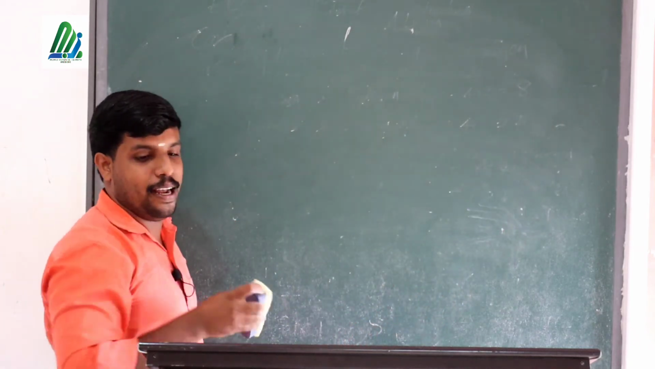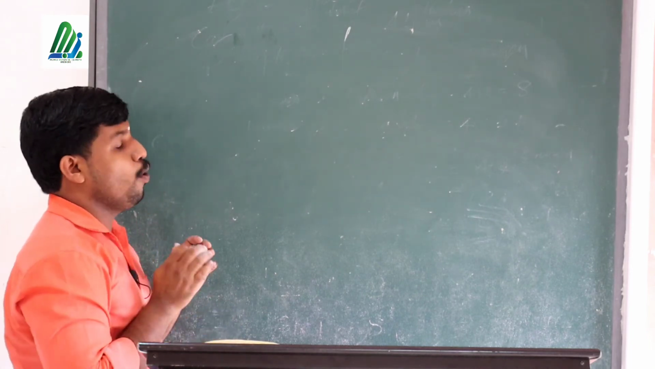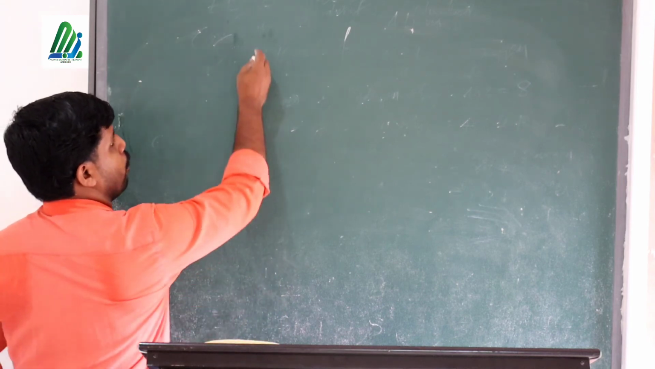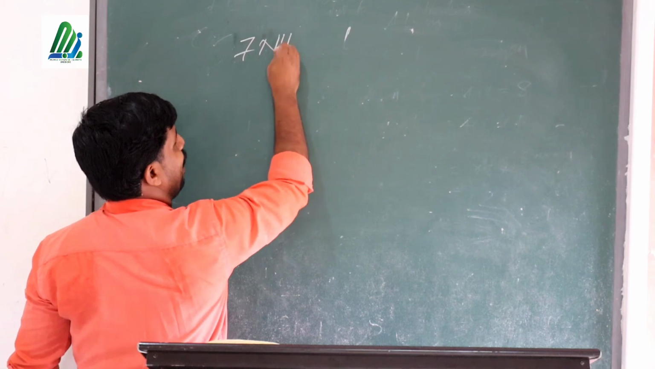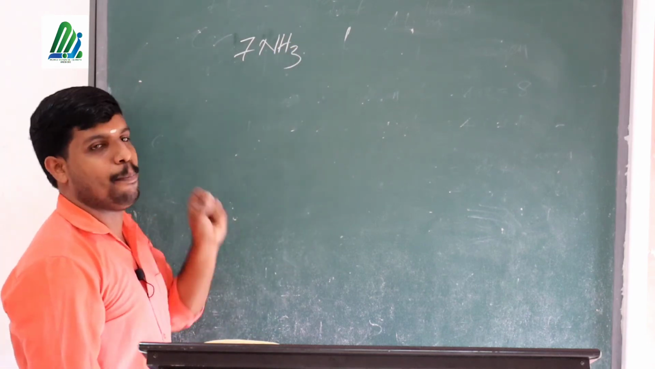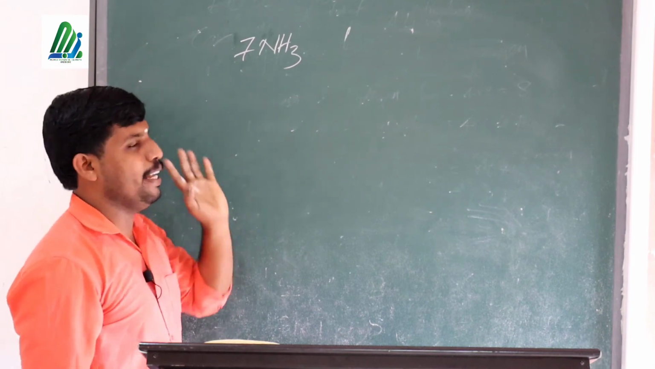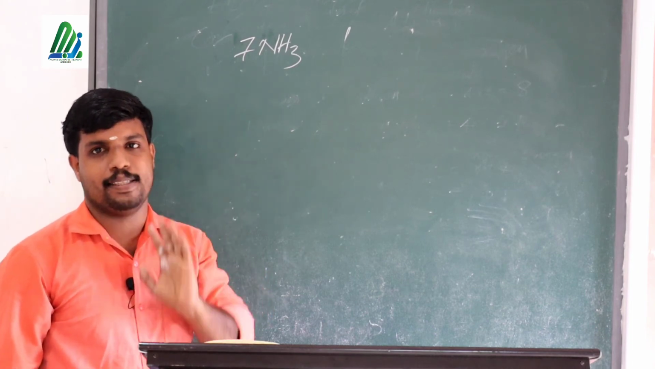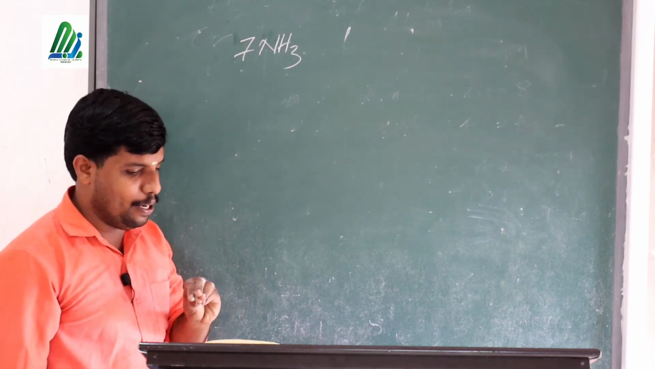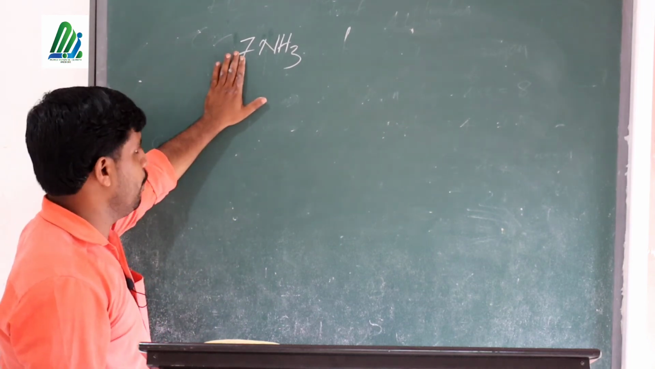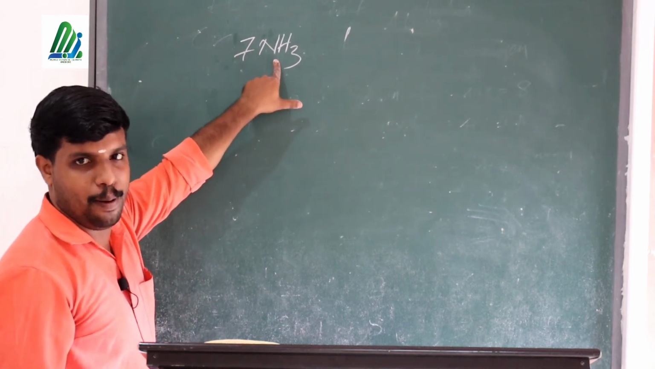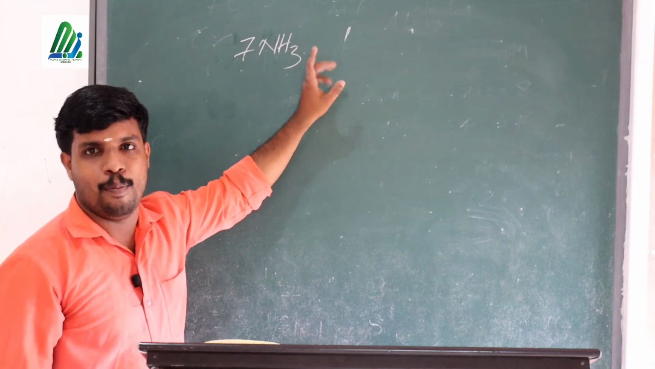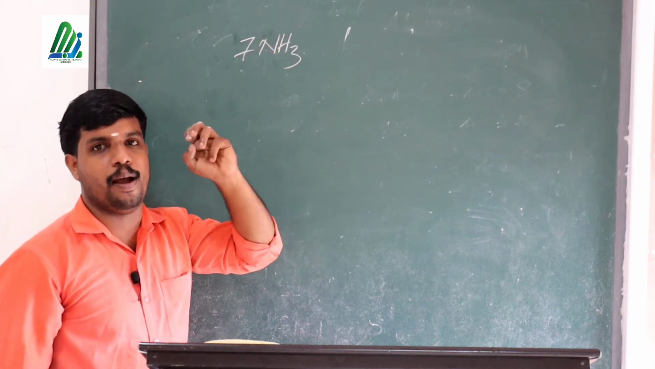Next, for another compound, the question is given as 7NH3. One question I will do for you: calculate the total number of atoms in 7NH3. So look here. How many molecules of NH3? NH3 is ammonia. 7 NH3 implies 7 ammonia molecules.